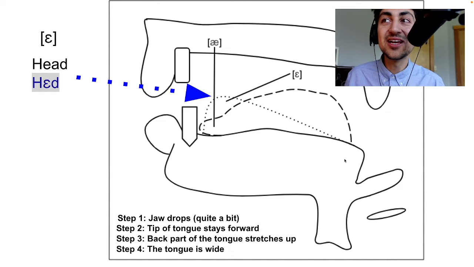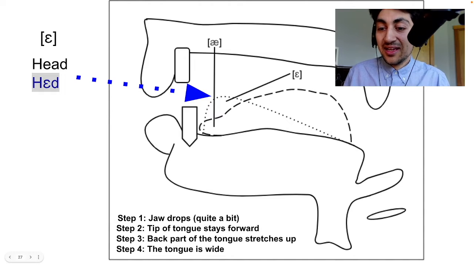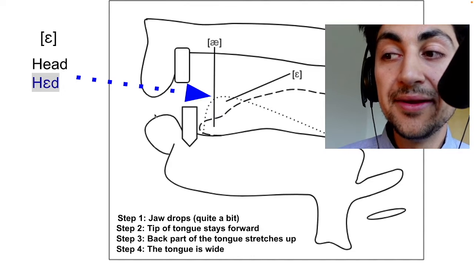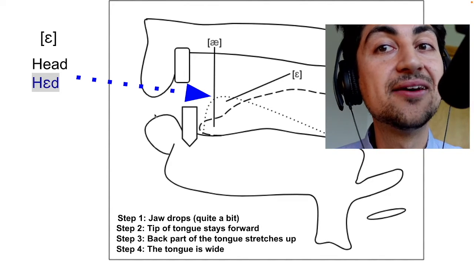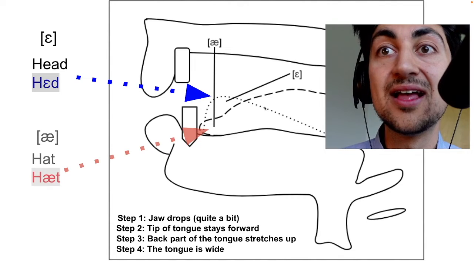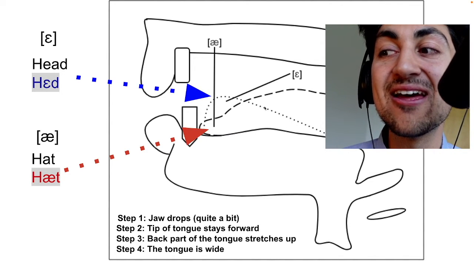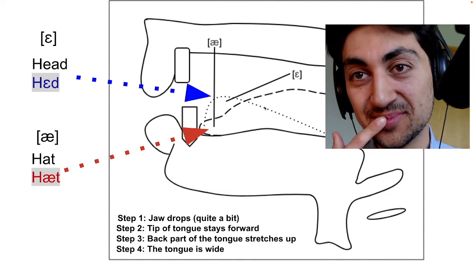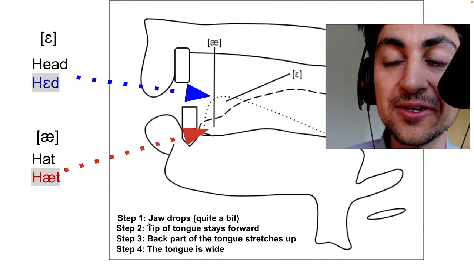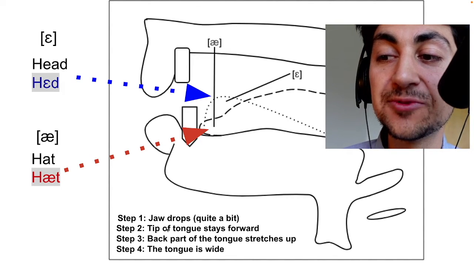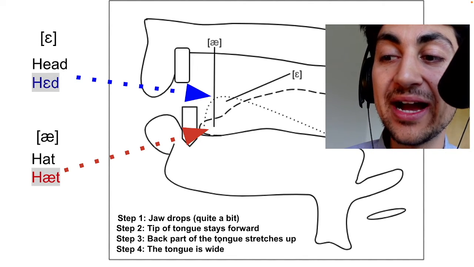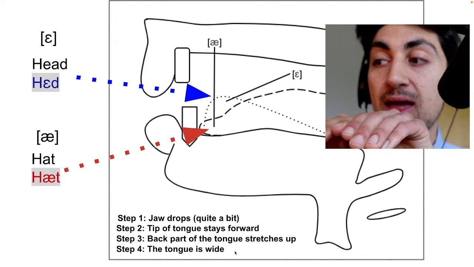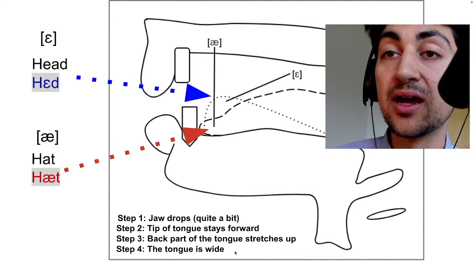Okay. So now let's compare this again really quickly. And I'll zoom in on my lips. My lips. Okay. Tenemos head, head, head versus hat. Head versus hat. What am I doing? Sorry. Hat. So remember the rules of this is step 1, jaw drops. Tip of tongue stays forward. Back part of tongue stretches up. And the tongue is wide. Hat. I drop my hat.